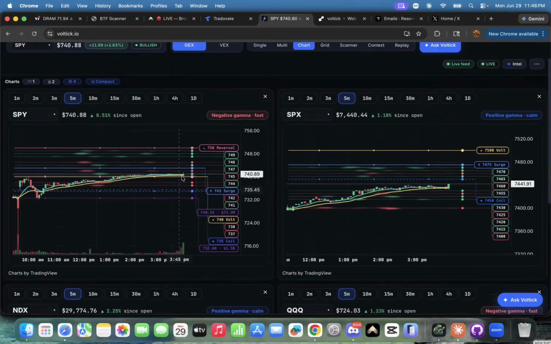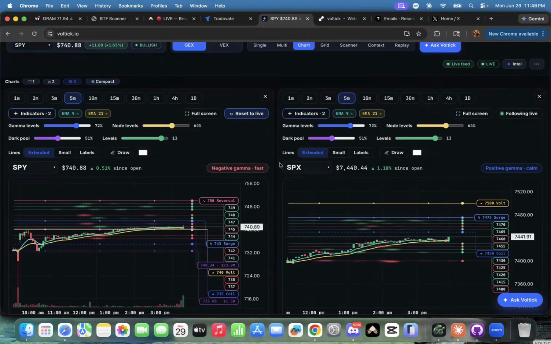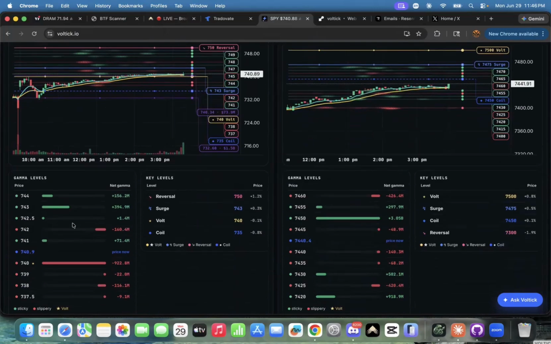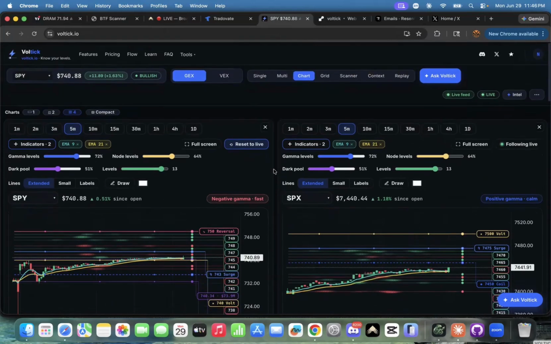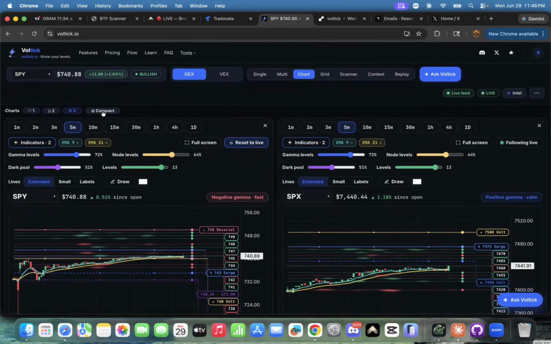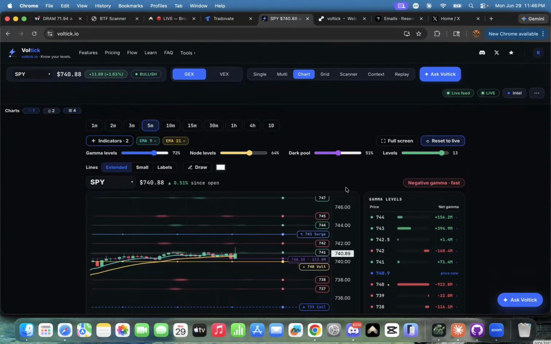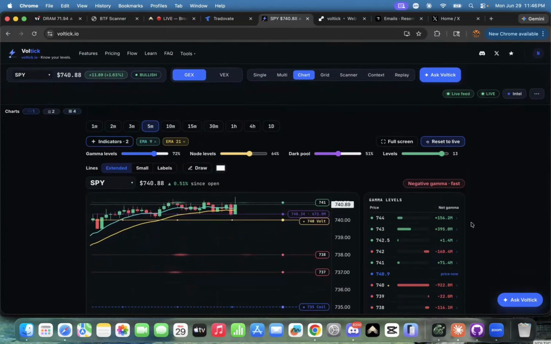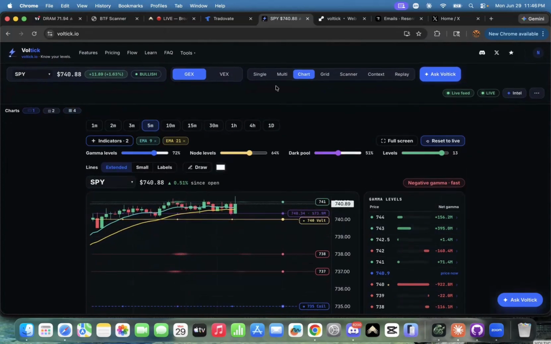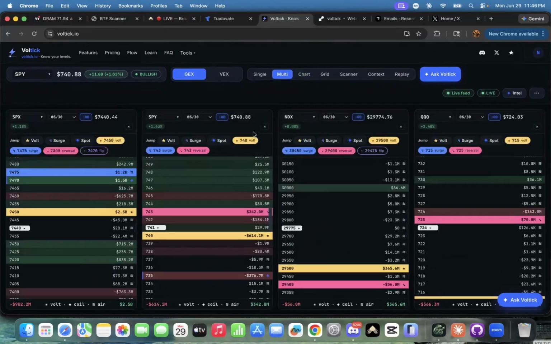Oh, where is it? I already have it compacted. That's why. You can compact it so you don't see this information if you don't want to, and you would just want to see the charts because you already have it on the chart, or you could take it away. So again, very simple. This is a feature that is absolutely beloved by the community. Very clean. Again, something else, multi, you could have up to 4. I just like to have all the indexes, SPX, SPY, NDX, and QQQ. And there's so much more in here.